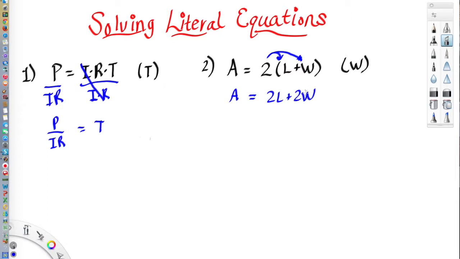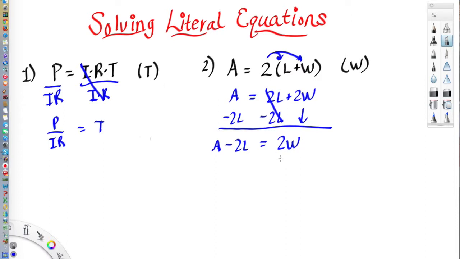Well, I need to do the inverse of both of those operations. And I'm going to take care of what's being added to it first. I'm going to subtract 2L from both sides. When I do that, that cancels out the 2L on here, and I'm left with 2W. Okay, and 2W is equal to A minus 2L. Okay, there's still one operation being performed on W. It's not quite yet isolated. We're getting closer.